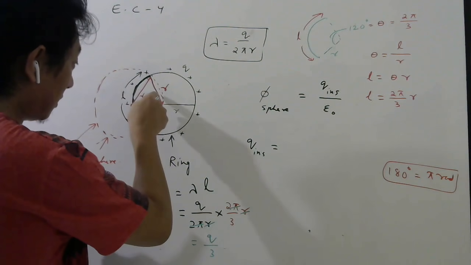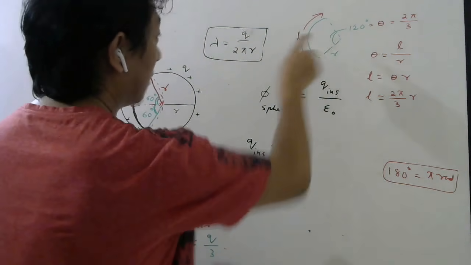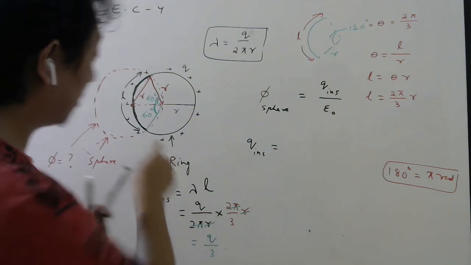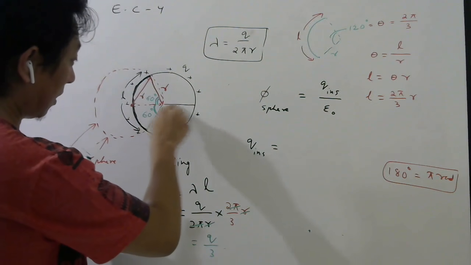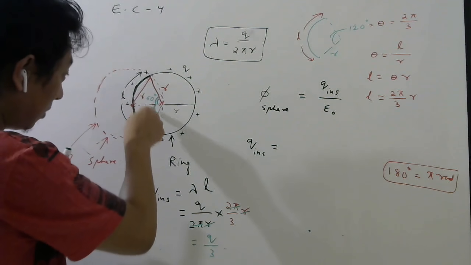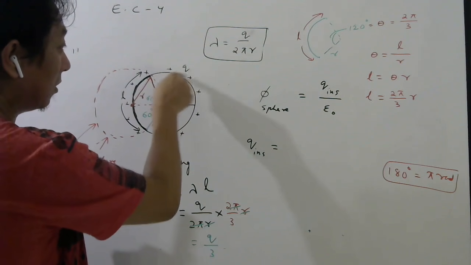Yes or no? This angle is how much? 120. Now this whole 360 will be divided into 3 parts of 120. So 120 here. If you draw one line here, 120 here, 120 here. Right? So each 120 degree will get 1/3 of this charge.